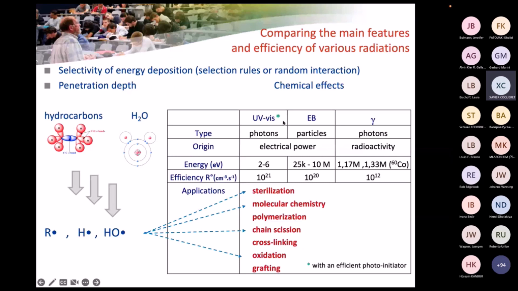One can use UV-visible in some cases, electron beam, X-ray or gamma rays. We see that the nature of these can be different: photons, particles, photons. The origins of this radiation are also quite different. Electrical power for UV-vis and electron beam, while radioactivity is at the origin of the gamma radiation. And their energies are quite different. So penetration is quite different.